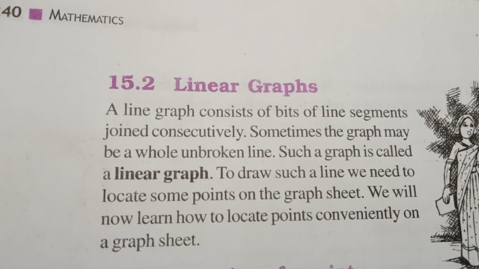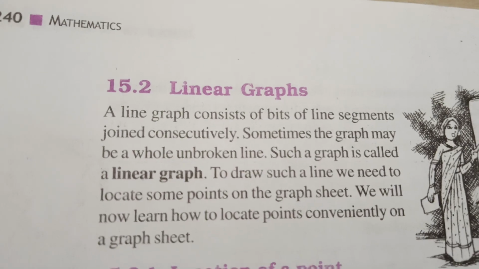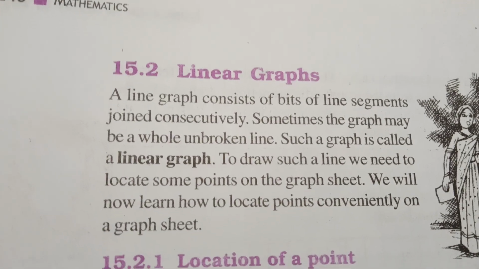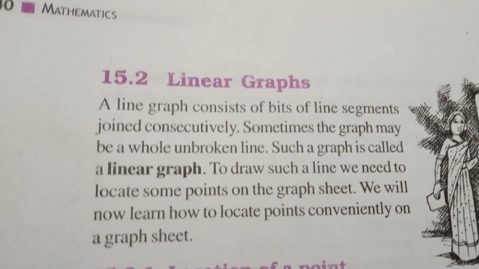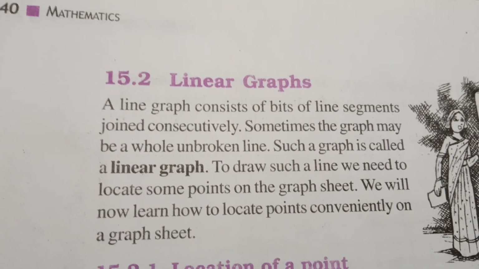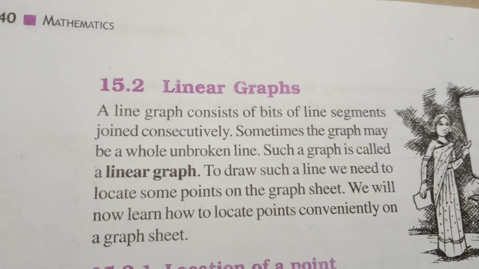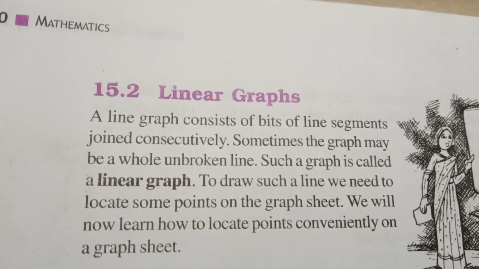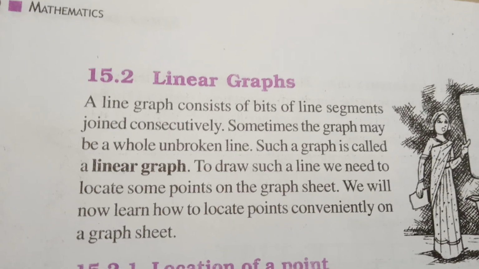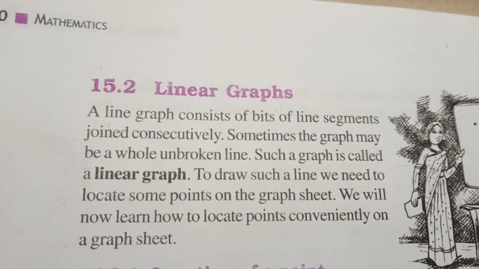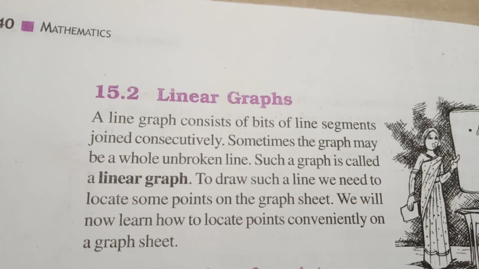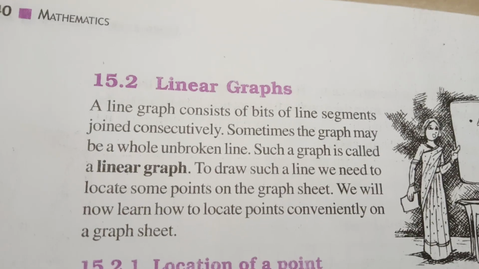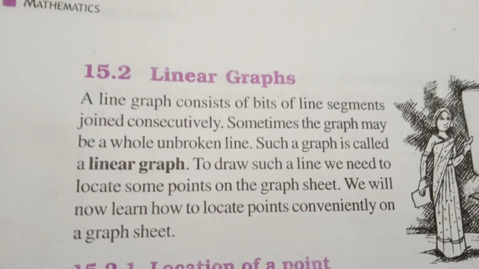A line graph consists of bits of line segments joined consecutively. Sometimes the graph may be a whole unbroken line. Such a graph is called a linear graph. To draw such a line, we need to locate some points on the graph sheet. We will now learn how to locate the points conveniently on the graph sheet.